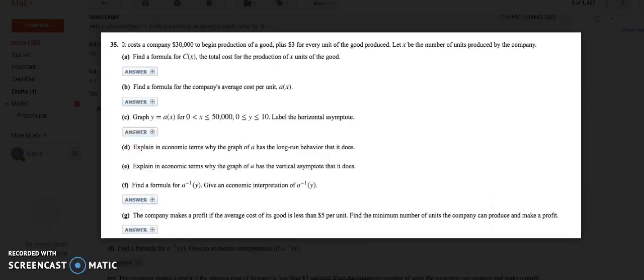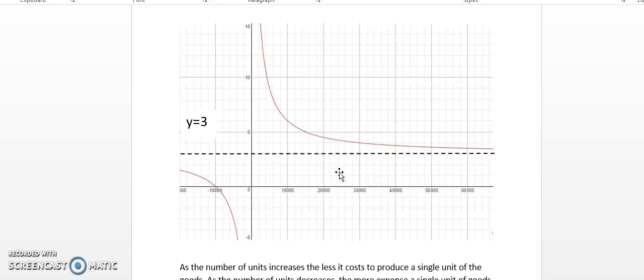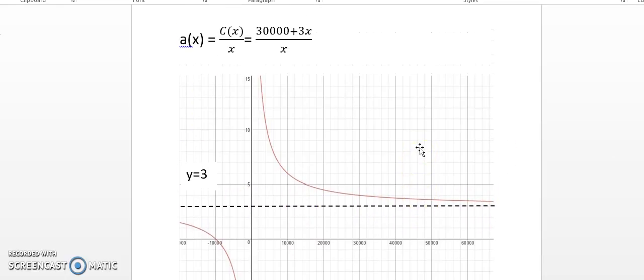The next thing it asks us to do is to graph the second equation, which is the average cost per unit, and then to label the horizontal asymptote. As you can see, I used Desmos, and then I just copied it into the document. This is what our graph is going to look like. And then we have a horizontal asymptote at 3.